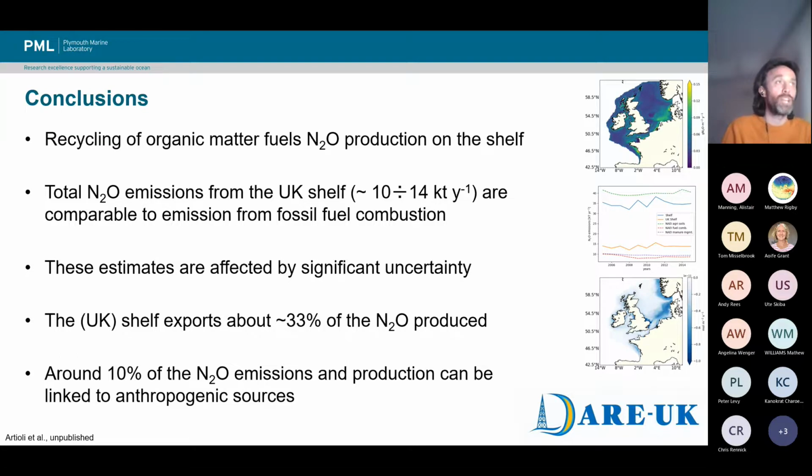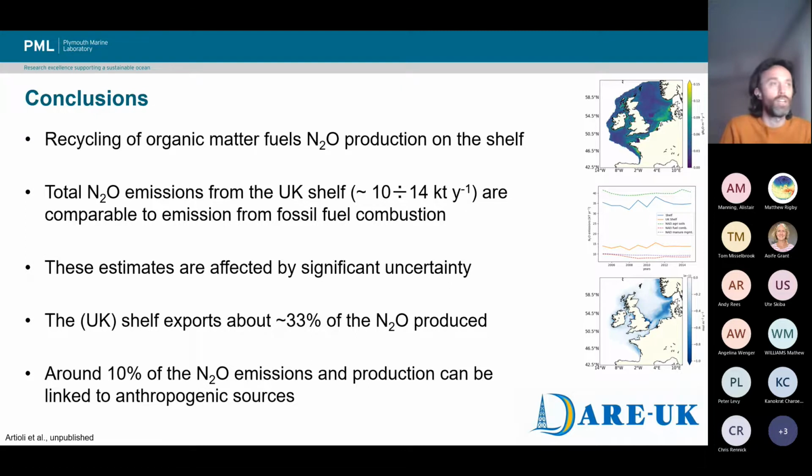To conclude, the recycling of organic matter in the marine environment seems to fuel the N2O production on the shelf. The total emission from the UK shelf is about 10 to 14 kilotons per year, depending on which model we're looking at, and is comparable to the emission from fossil fuel combustion in the UK. As I clearly showed, these estimates are affected by a significant uncertainty, about 30%.